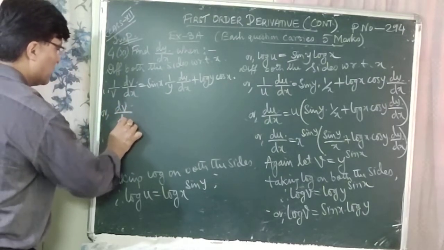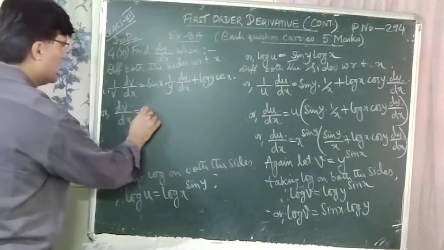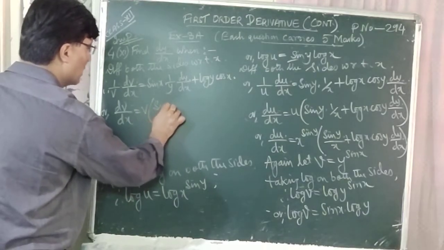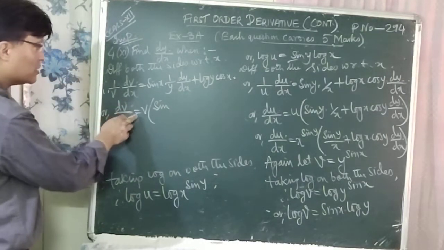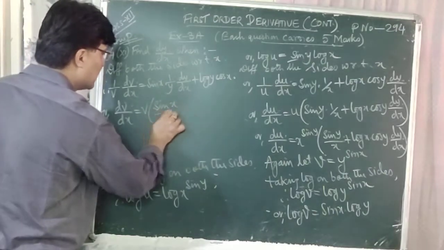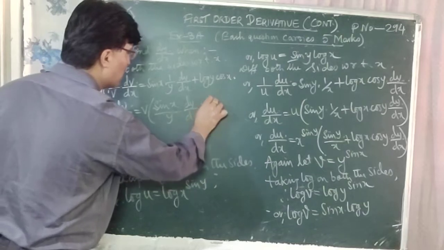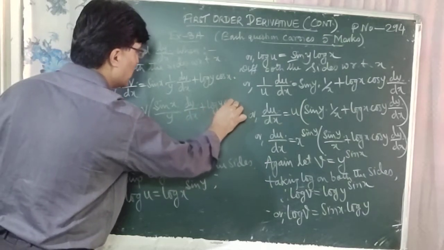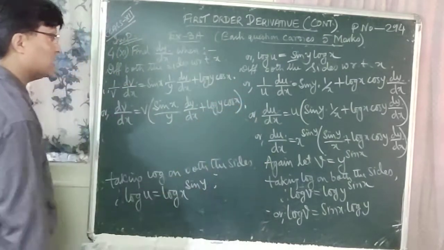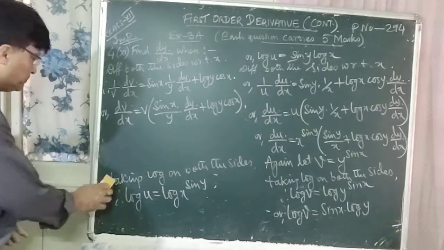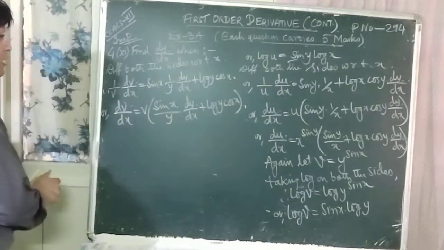So dv by dx is equal to, cross multiply by v. So dv by dx is equal to v within bracket sin x upon y into dy by dx plus it is log y cos x. So here the bracket is closed. Now next, what will you do?